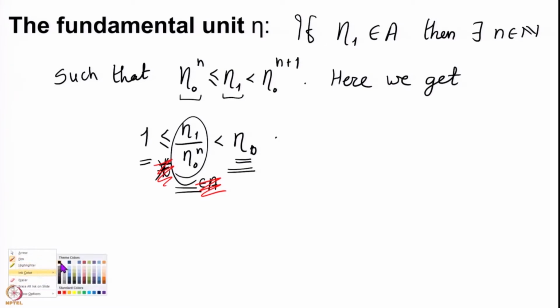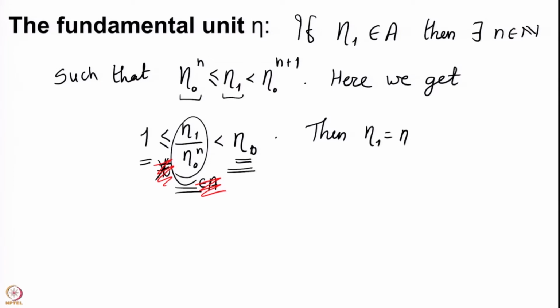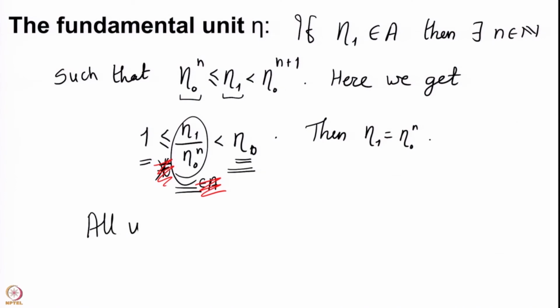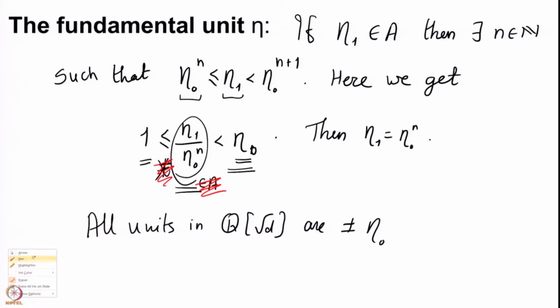So, therefore, we get that eta 1 is eta naught power n. Therefore, every element in capital A is a power of eta naught, and then we can write down all units in Q root d: they are plus minus eta naught power n, where you let n vary over integers.